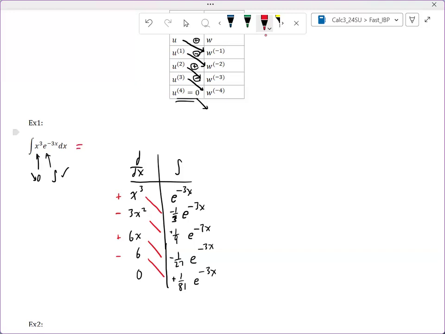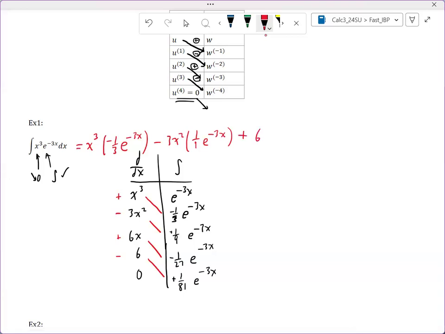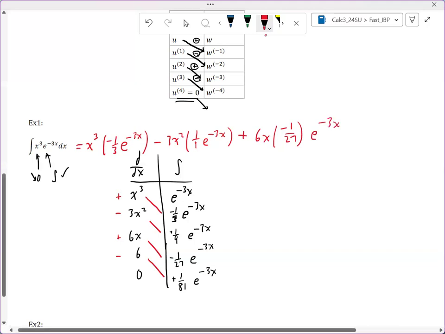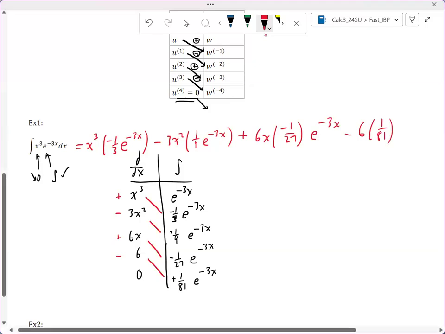So this integral turns out to be plus x cubed times negative 1/3 e to the negative 3x, and then minus 3x squared times 1/9 e to the negative 3x, plus 6x times negative 1/27 e to the negative 3x, and then minus 6 times 1/81 e to the minus 3x.